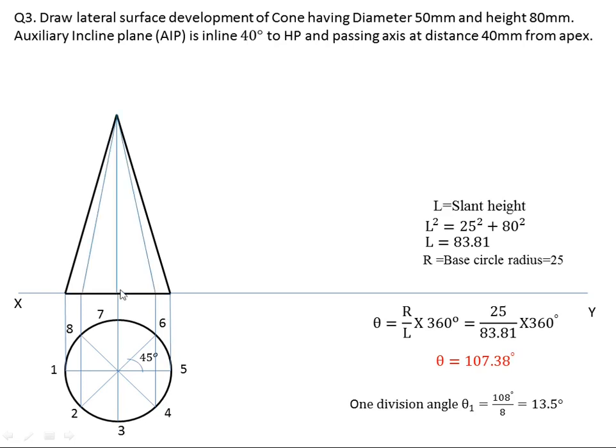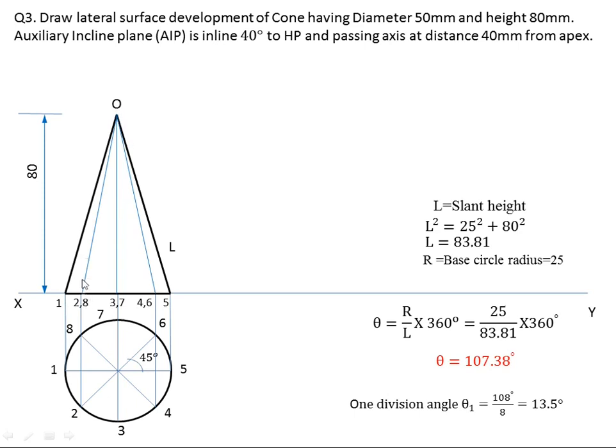Okay, so here we have to draw the axis. We have been given the height, that is, the axis height is 80 mm. So we mark 80 here, join this corner, and complete this triangle. So here the height is 80 mm. Now this is O, the apex. Now name the points 1, 2, 3, 4, 5, 6, 7, 8.